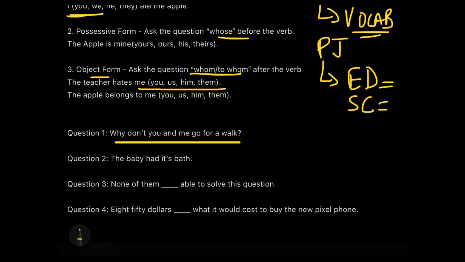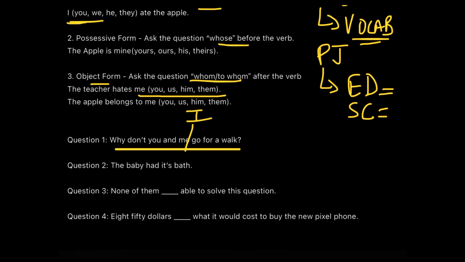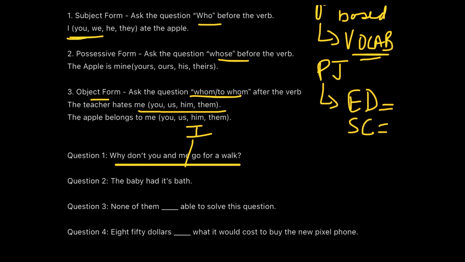So the time's up. The correction over here will be I. Why don't you and I go for a walk? That's the proper way of using the pronoun. Me is something which falls into the object form, but I, as I just told you at the top, if you remember, is in the subject form.